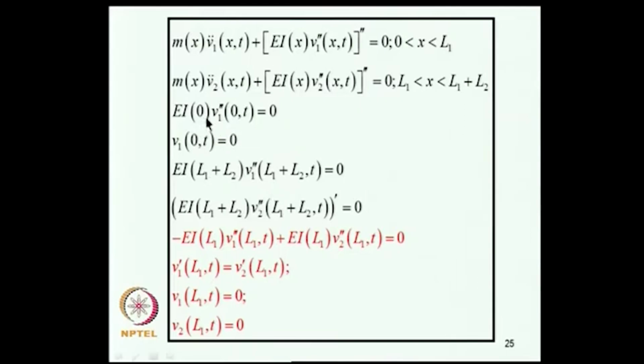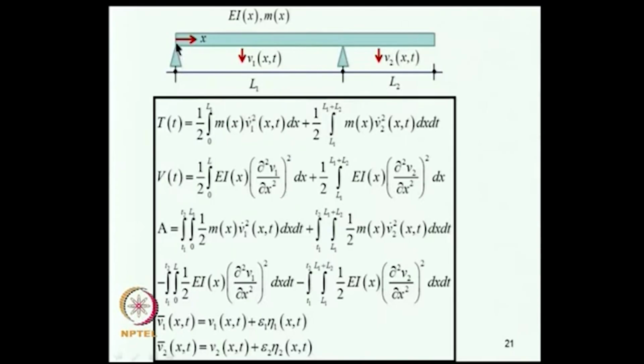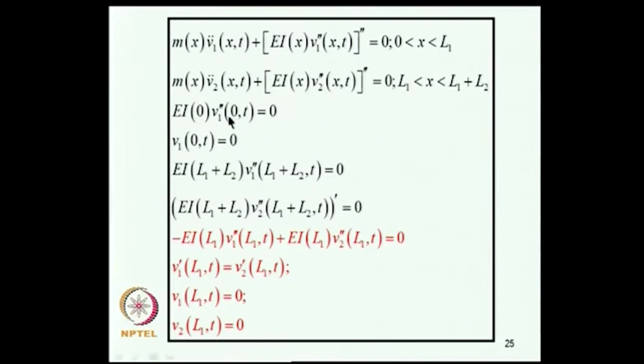So, at x equal to 0, bending moment would be 0 and displacement would be 0. Here the bending moment would be 0, shear force would be 0. Here what happens? At x equal to L1 plus L2, that is the right hand free end, the bending moment and shear force are 0. At the intermediate point, this is the equilibrium of moments, and this is compatibility, and V1 and V2 must be equal. So, we have now 8 boundary conditions and 2 fourth order equations, and along with that we should specify the required 4 initial conditions. This gives a formulation for a beam with overhang.